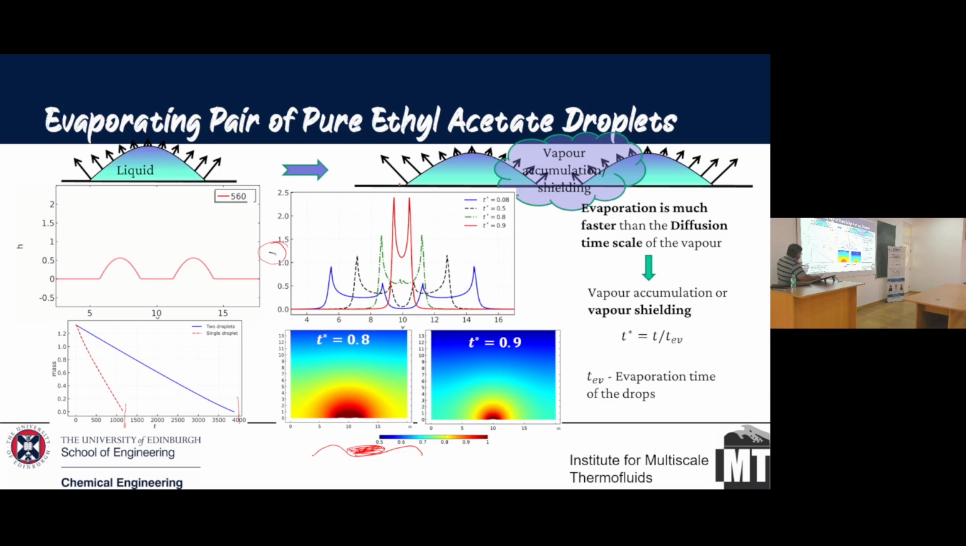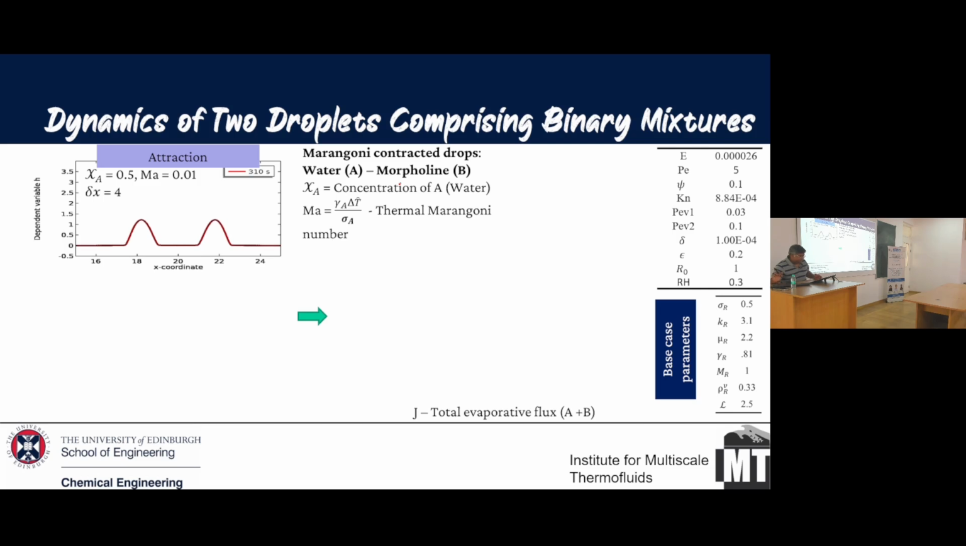But again, one of the main takeaways here is that your evaporation is much faster than the diffusion time scale. That's why you've got vapor accumulation here. The vapor is not just going off immediately. You've got vapor accumulation because the diffusion time scale is much larger. It takes time for it to diffuse, but evaporation is faster, so you'll have vapor accumulation, and therefore you increase the evaporation time of the droplets, especially when you have more than one.